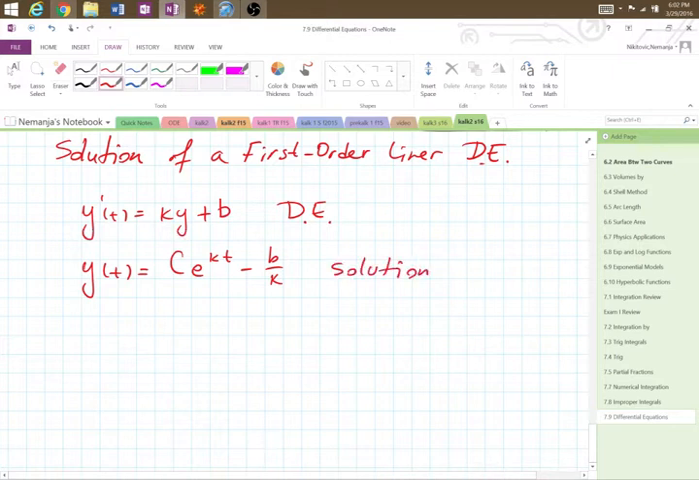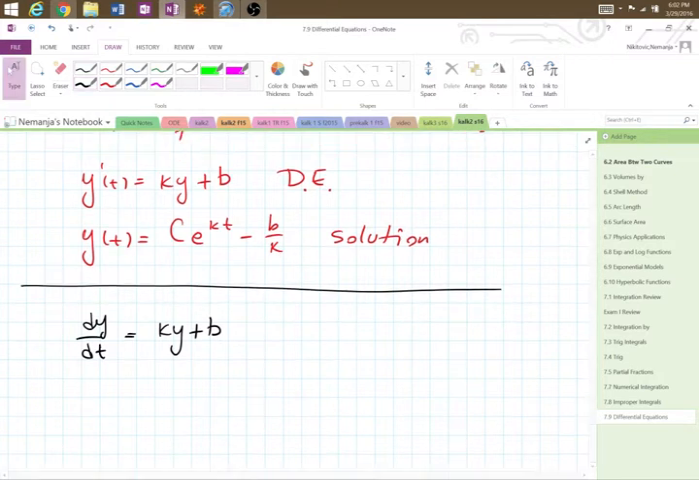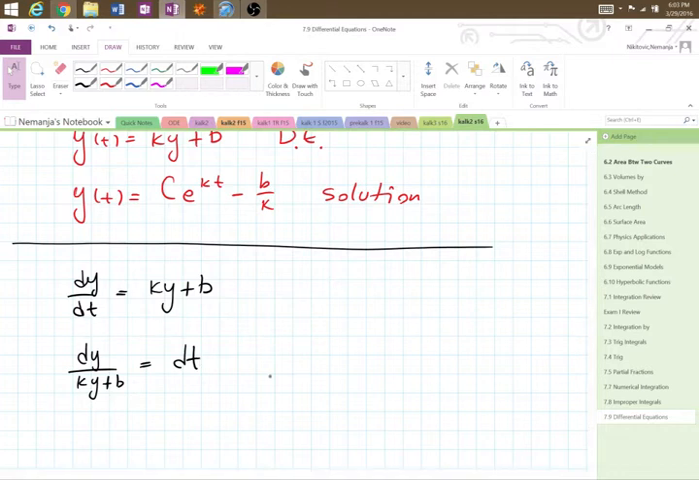Now, it is an interesting question for the test to prove this, right? And how do you prove this? Well, just run separation of variables. You will take the ky plus b as a unit, put it down, and so I can actually start this for you, and then you can have fun at home solving it. So dy dt is equal to ky plus b. Now, ky plus b is 1 unit, so when you do separation of variables, you go dy over ky plus b is equal to dt, and then you integrate both sides.